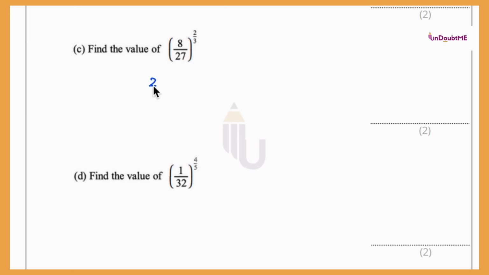8 by 27 can be written as (2 by 3)^3. The reason for writing power 3 is the denominator. 3 and 3 will get cancelled. We have (2 by 3)^2. That will be 4 by 9. Then comes part D.